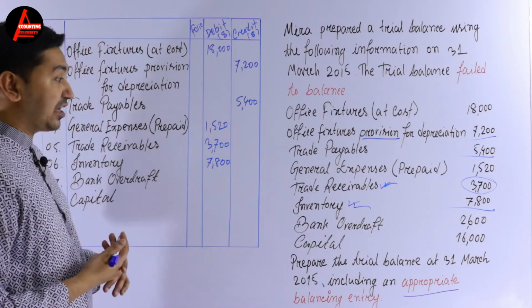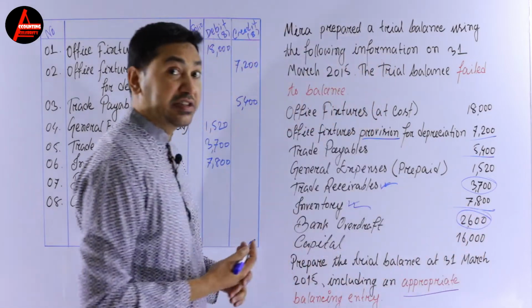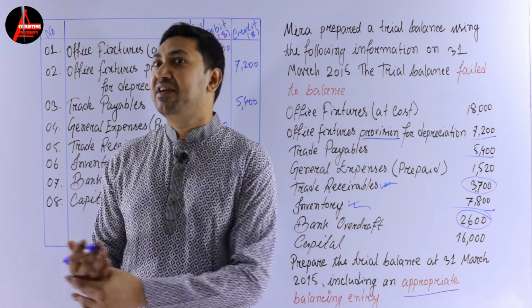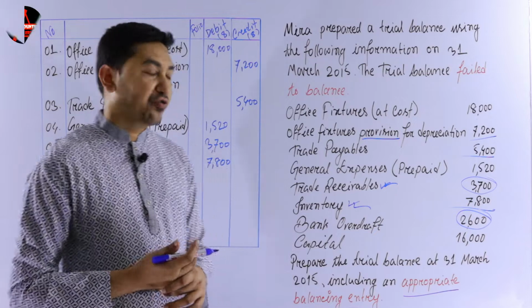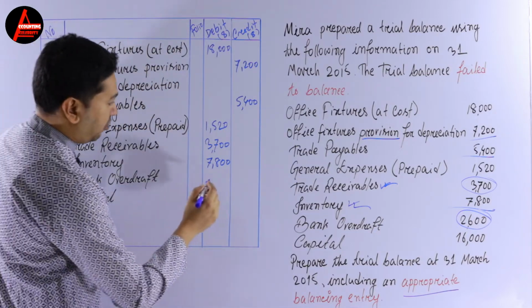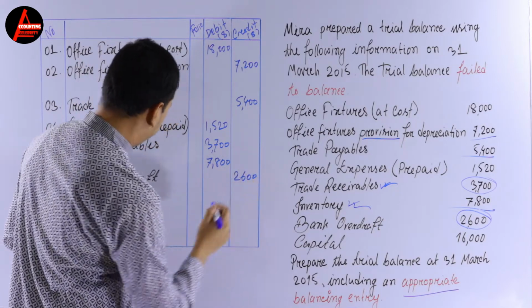Great. Next one we have bank overdraft, which is 2,600. What is bank overdraft? It's a current liability. Liability comes in the credit side. So write bank overdraft, 2,600 in the credit column.